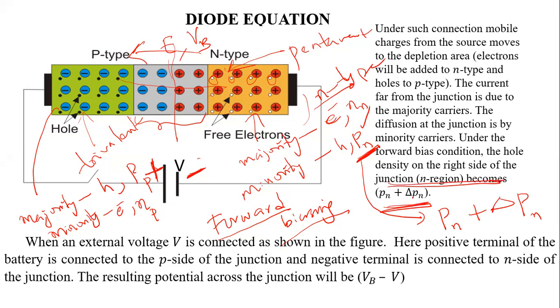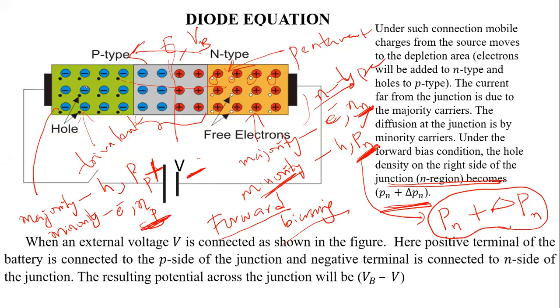So when you are connecting the forward biasing here, you are transferring holes from the p side to the n side. That means if Pn was the concentration of minority holes in the n side, under forward biasing, after transferring holes from the p side to the n side, you are increasing the concentration of holes in the n side. And similarly here, Np.